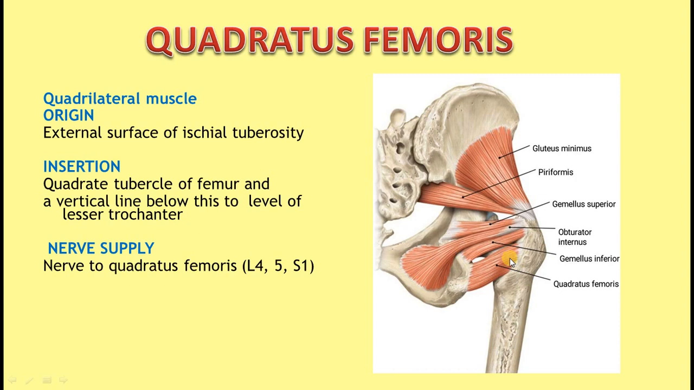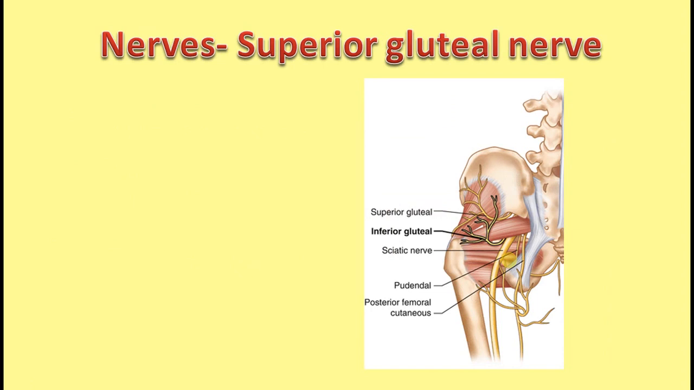So nerve supply is by nerve to quadratus femoris. The root value is L4, L5 and S1. And it is again a short lateral rotator of thigh or hip. So we have finished about the muscles, mainly the gluteus medius, maximus, minimus, piriformis, obturator internus, tensor fascia lata, superior gemelli, inferior gemelli and quadratus femoris.